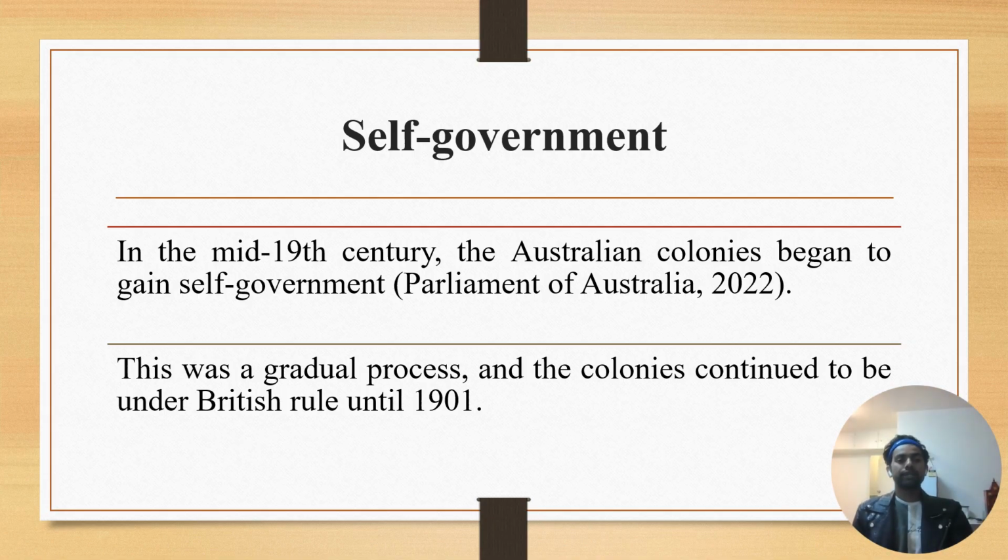Self-government. In the mid 19th century, the Australian colonies began to gain self-government, and this was a gradual process, and the colonies continued to be under British rule until 1901. So this date, 1901, is always very important in the history of Australia. In a few slides later, you will get to know this date. But this was a gradual process, and the colonies continued to be under British rule until 1901.